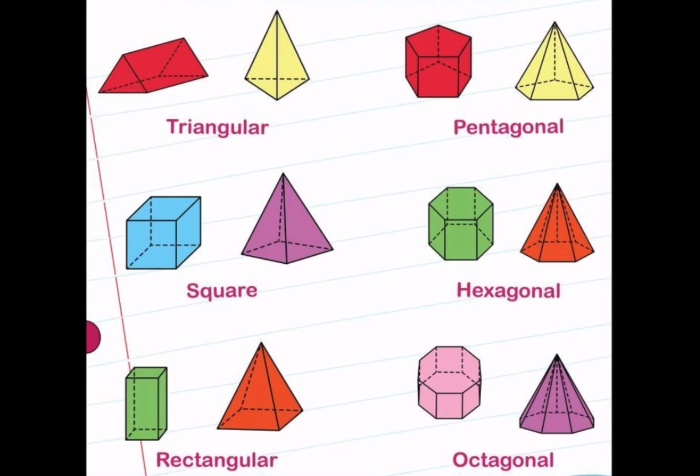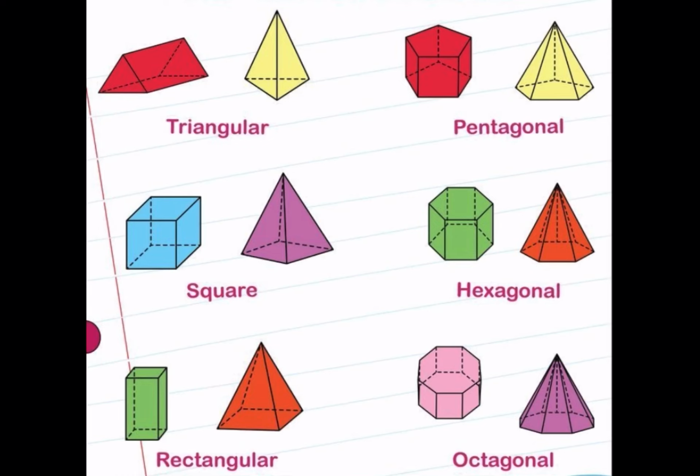And the last shapes, the octagonal ones: the pink one has an octagon at the bottom and an octagon at the top, and they are joined by rectangles. The purple one has an octagon at the bottom, and its sides are all triangles coming to a point, so it is an octagonal pyramid.